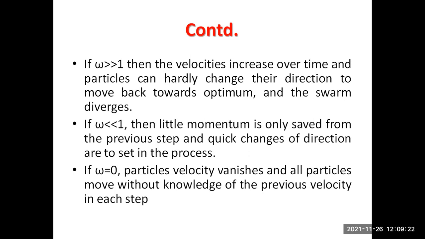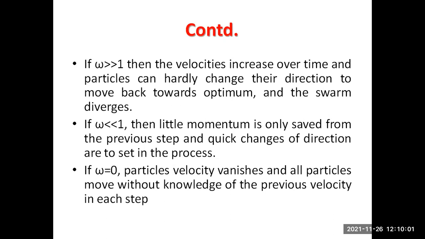But if omega is much less than 1, then only little momentum is saved from the previous step and quick changes of direction are possible in the process. So again, it is not a desirable thing. If omega is very much less than 1, very little momentum will be there. Because ultimately you have introduced W to make a balance between exploration and exploitation, but when this omega value is very small, the step size and the exploration process of the algorithm are basically not useful for implementation.